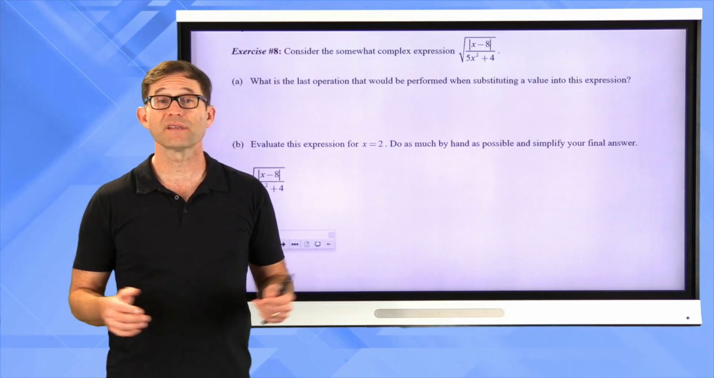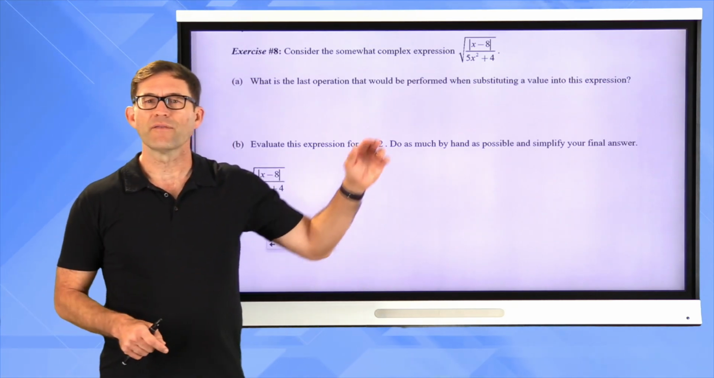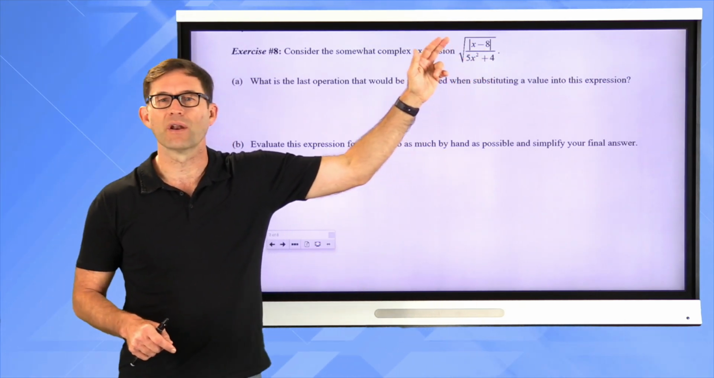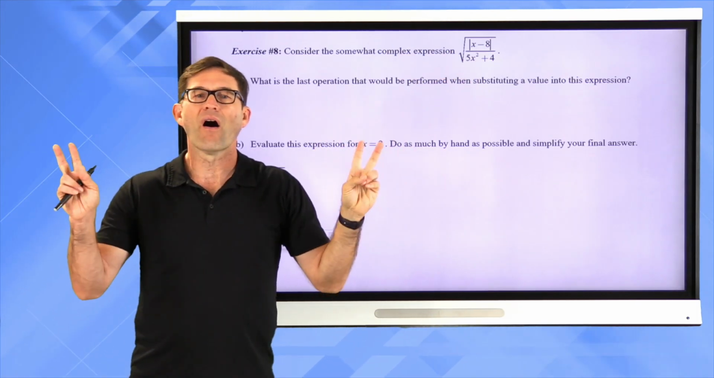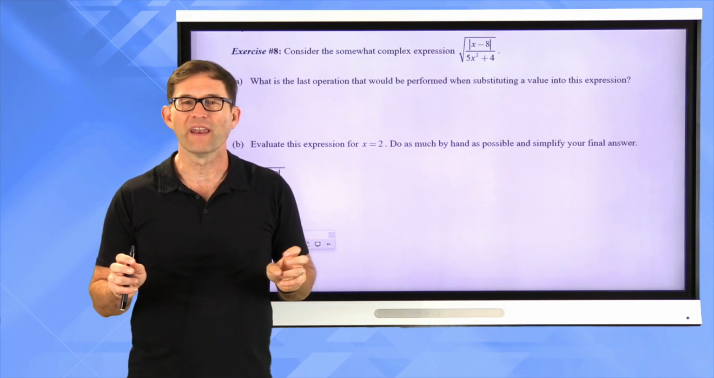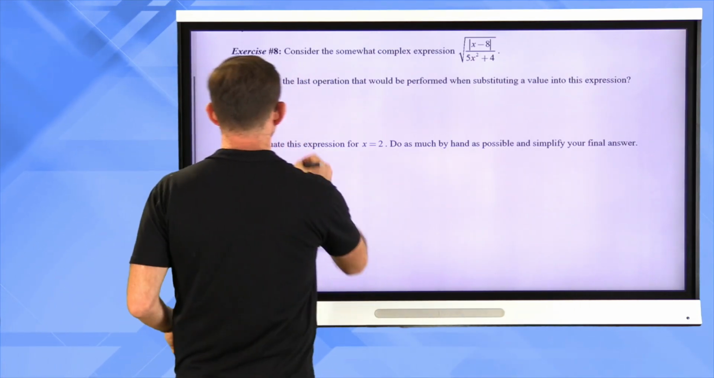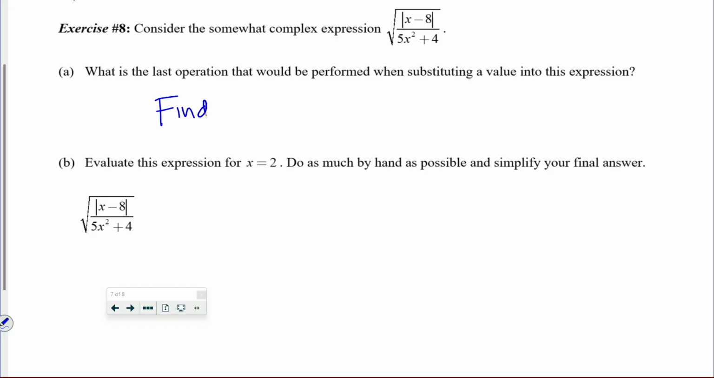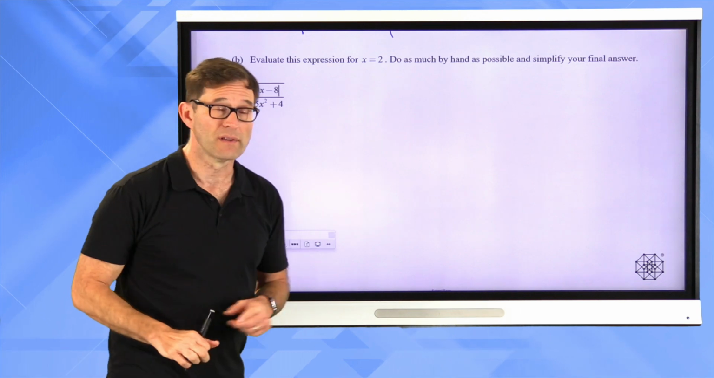Well, literally the last thing you would do is find the square root. And that's important, right? For me, I look at this and there's no question at all that the last thing I'm doing is taking the square root, because it's kind of on the outside of it all, right? Everything else is under the square root. So the last thing I'm going to do is find a square root. And it's going to end up being a positive square root. So now let's actually do that.